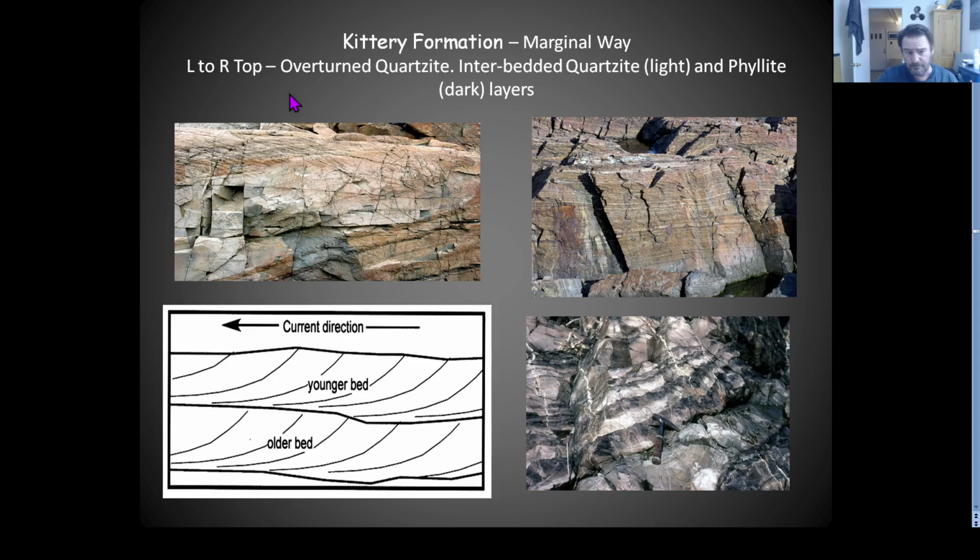Now, if we were to flip these, well, Hussey's got it right, because this is the way that the open ocean is, so east. So that makes sense that they would have been coming this way, and I believe he nailed it. This is just more pictures of the Kittery Formation a little bit further in the marginal way.